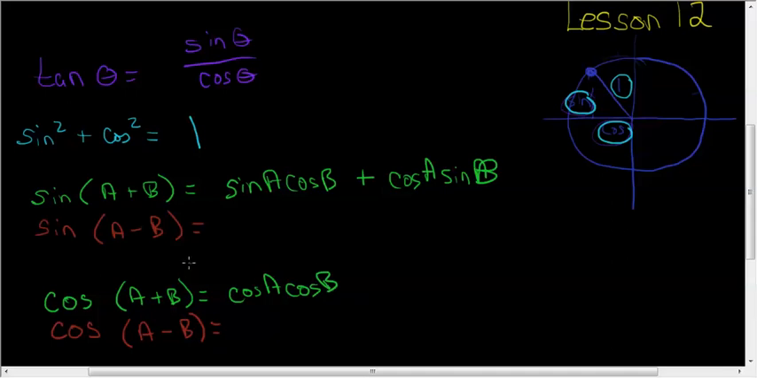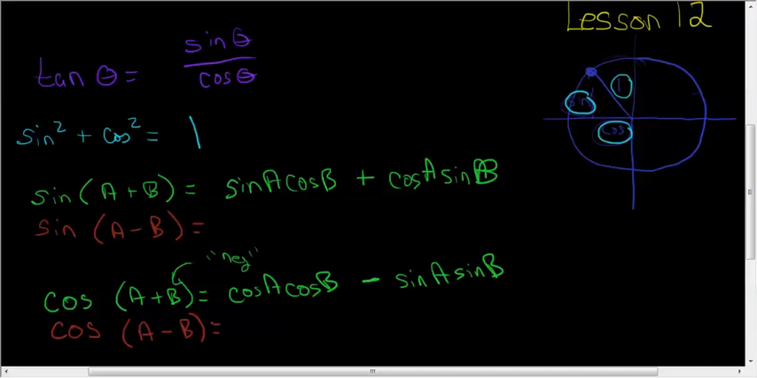What do we remember about the cosine? The cosine gets the negative. You're going to hear that a lot this year. Cosine of A plus B is cosine A cosine B minus sine A sine B. So the sine of A plus B is sine A cosine B plus cosine A sine B, whereas cosine of A plus B is cosine A cosine B minus sine A sine B.